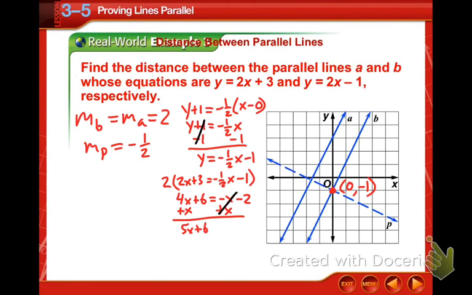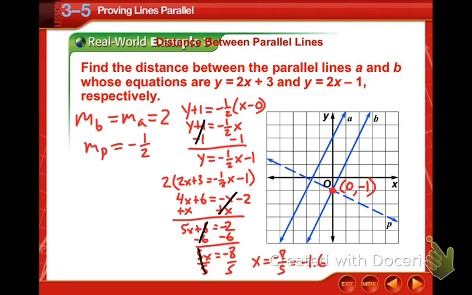5x plus 6 is equal to negative 2. Then we subtract 6 from both sides, and 5x is equal to negative 8. And we divide by 5. And our x value comes out to be negative 8 over 5, which is the same thing as negative 1.6. Give it as a decimal.